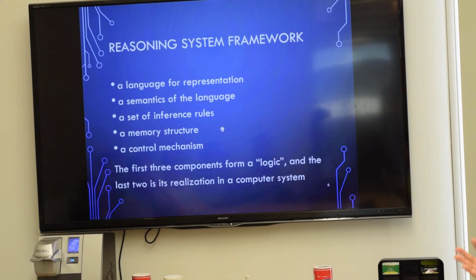For a reasoning system, you need to have a knowledge representation language or a formal language. And you need to have a semantics, which defines the truth and the meaning in that language. And you need to have a set of formal inference rules. So these three components are typically called a logic. Then when you want to implement it in a computer system, you need at least two more. You need some kind of memory structure, and you need a control mechanism to decide at any moment what to do next. Okay.